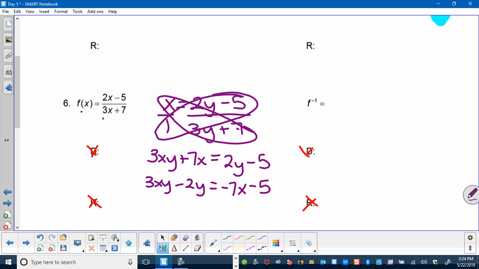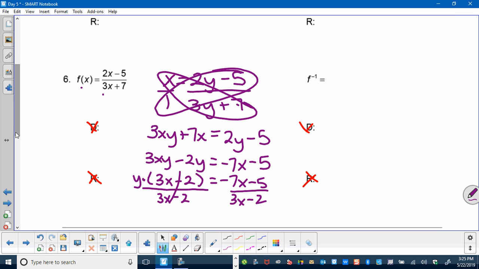Then when all your y's are on the same side, you're going to factor it out so that it can be alone. And this is multiplication, so to cancel multiplication, we divide by all of that hot mess. And you have done it. You have found your answer. So I don't need to copy the y, I just need to copy the inverse of the function, which is this. So negative 7x minus 5 over 3x minus 2 is your final answer for your inverse.